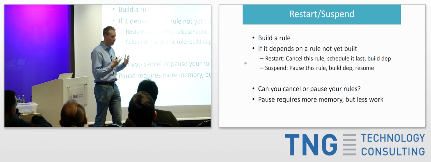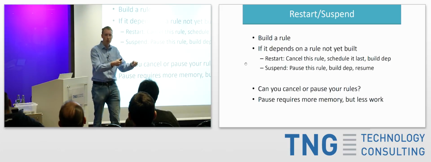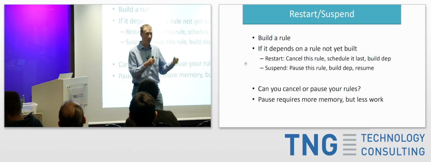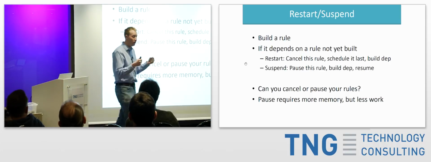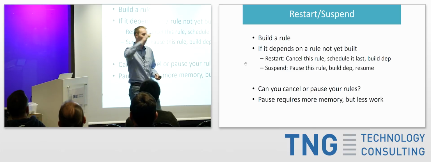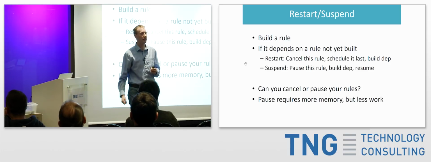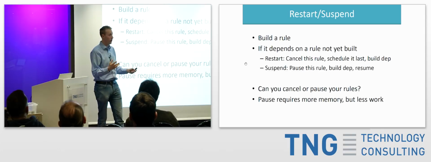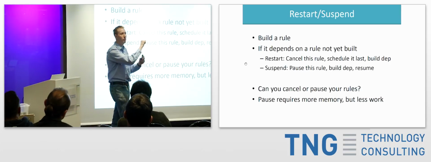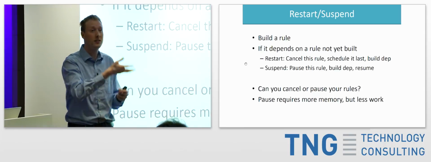So with restart and suspend, you basically start building a rule. Any old rule, doesn't matter. If that rule declares a dependency on a rule that has not yet been built, you have a problem. What do you do? Well, there are two choices. You can either basically say, okay, well, this running rule, throw it away, just run my dependencies, and then schedule it to restart again later. And that's the restart approach. Or you can take that running rule, freeze it in some way, run its dependencies, and then unfreeze it. And that's the suspend approach.